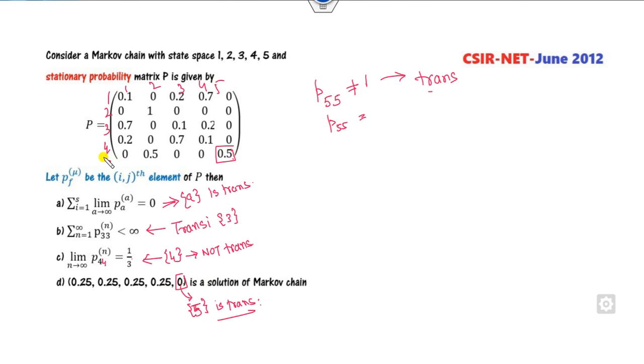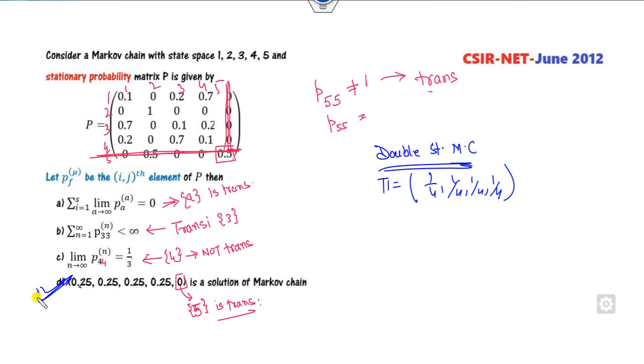So now you can delete the fifth row. Fine. Now what is remaining? You can see it's a 4 cross 4. And the remaining 4 cross 4 is a doubly stochastic Markov chain. Rows and columns sums are the same. So what will be the stationary probability? States are 4, so 1 by 4, 1 by 4, 1 by 4, 1 by 4. So you can see this is the right answer. It means this is not the stationary probability, because if it is a transient probability, then it will be 0. So the right answer is only D.